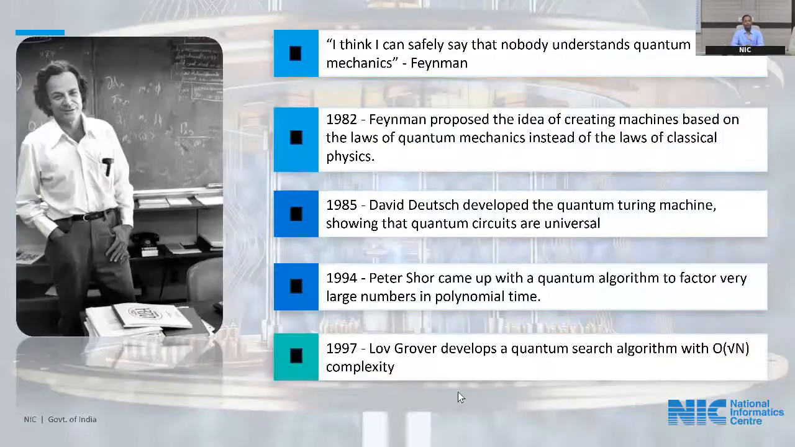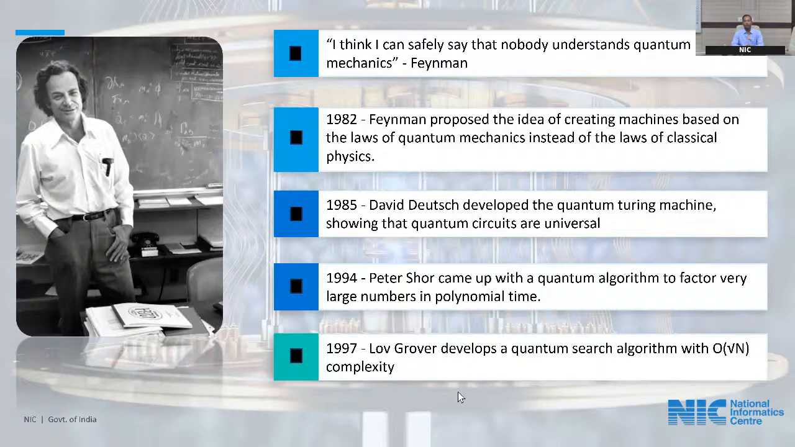Here I would like to mention the name of Feynman, a Nobel laureate for quantum electrodynamics. In 1964, he gave a remark about quantum mechanics: I think I can safely say that nobody understands quantum mechanics. That created a hue and cry in the world of physics, among physics researchers, and that was the starting point that takes us to where quantum mechanics is today. In 1982, he proposed how machines can be created using the laws of quantum mechanics instead of the laws of classical physics.